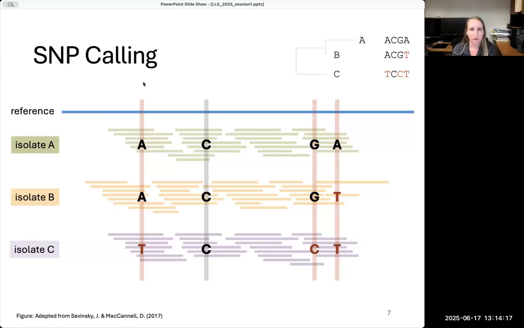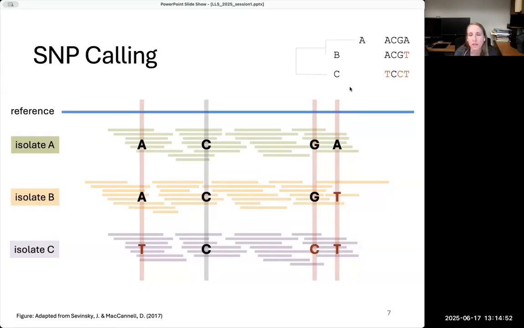So now that they've been mapped, the program would go through and look at this, and it finds that at this position, isolate A and isolate B both have an A, but isolate C has a T. So that would be a SNP. Here's a position that's not a SNP because they are actually all the same, but I kept it there to illustrate. So this would not be a SNP because they all have the same nucleotide there. And then this one, we have 2 Gs and a C, so that's a SNP. And then this one, we have an A, a T, and a T.